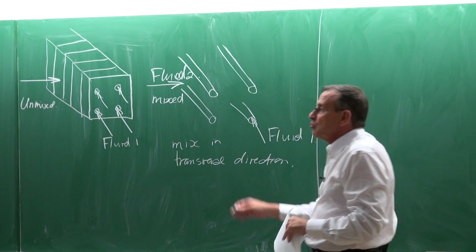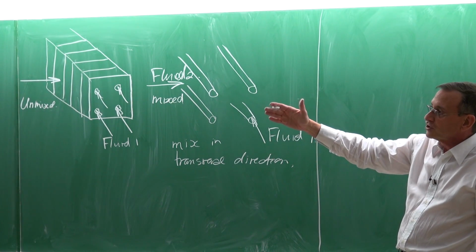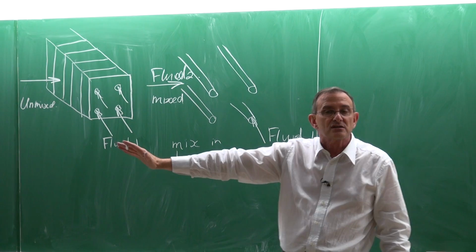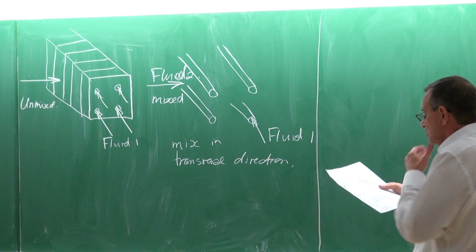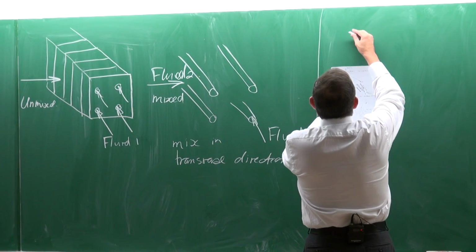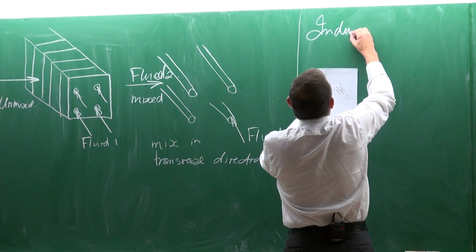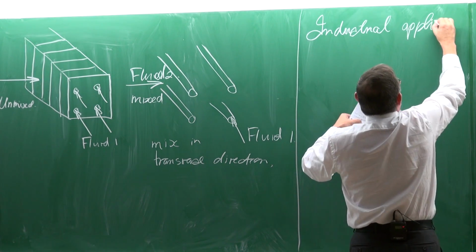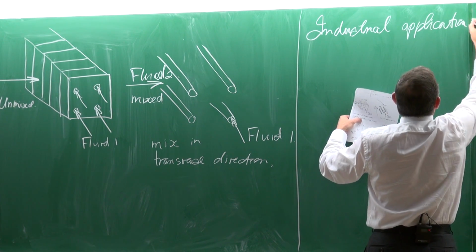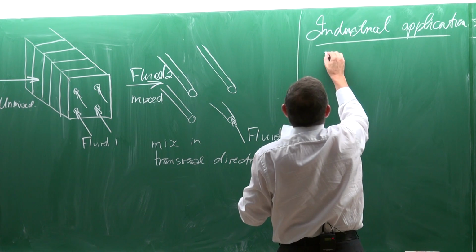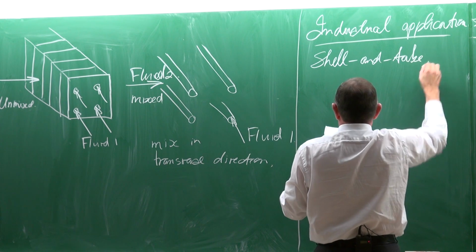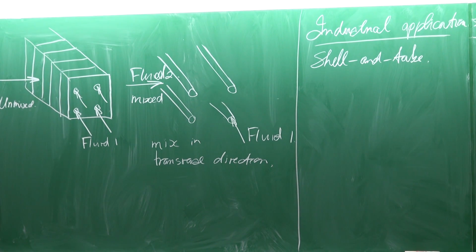Now, most small types of heat exchangers, 1 kilowatt and smaller, 2, 3, 5, 10 kilowatts, 20, 30, are these types of heat exchangers. The heat exchanger which is used most in industry for industrial applications is called the shell and tube heat exchanger. So this is the most common type of heat exchanger.